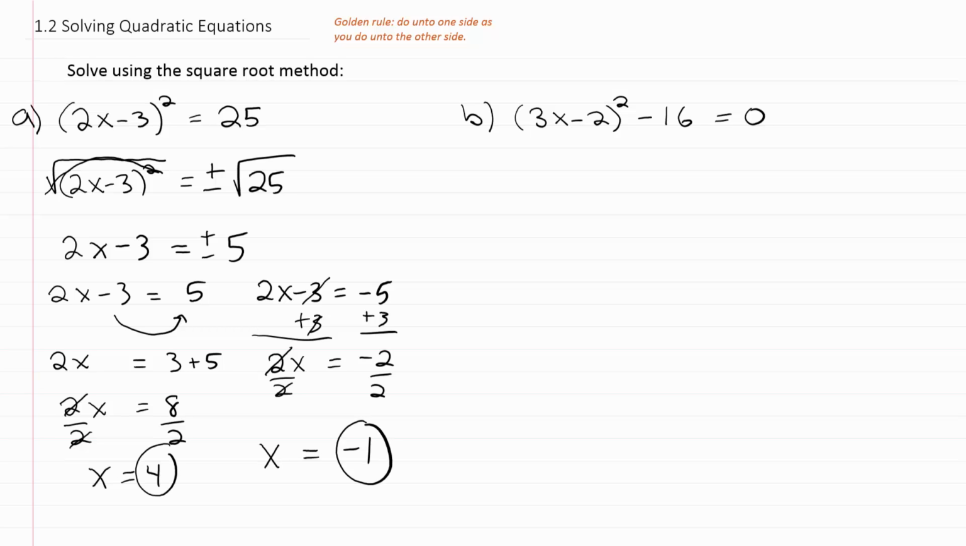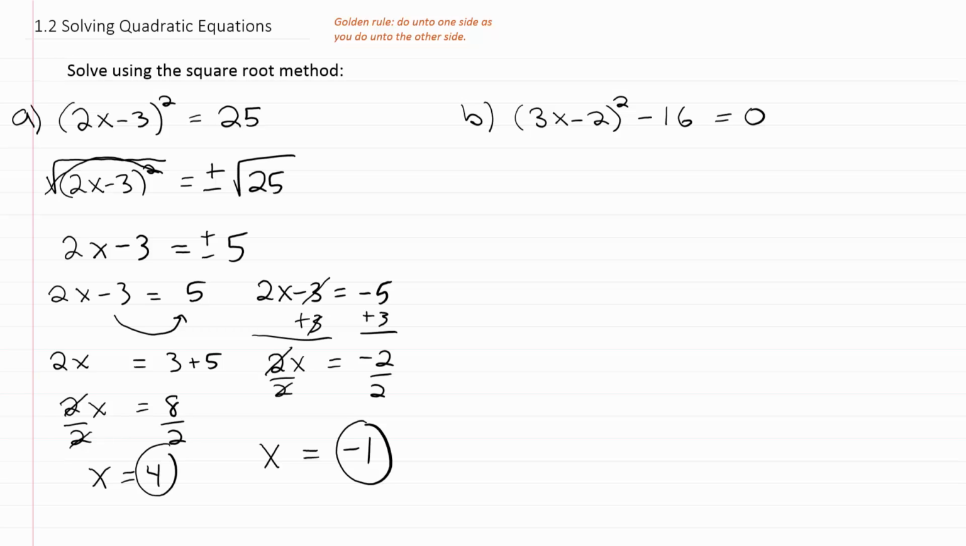You can check both of them if you'd like, but I believe that those are both correct because, for example, 2 times 4 is 8, minus 3 is 5, and 5 squared is 25. But also, negative 2 minus 3 is negative 5. If you square that, you get 25. So both of these answers work when plugged into the equation. Okay, let's take a look at example B then.